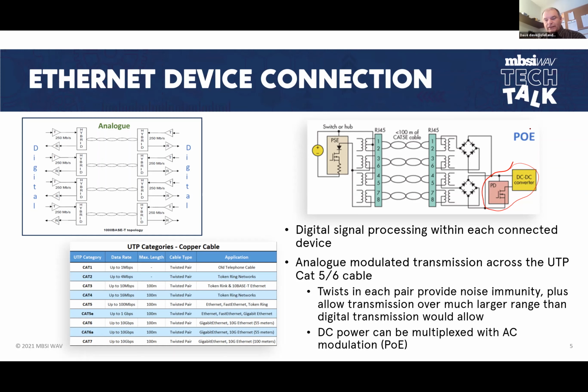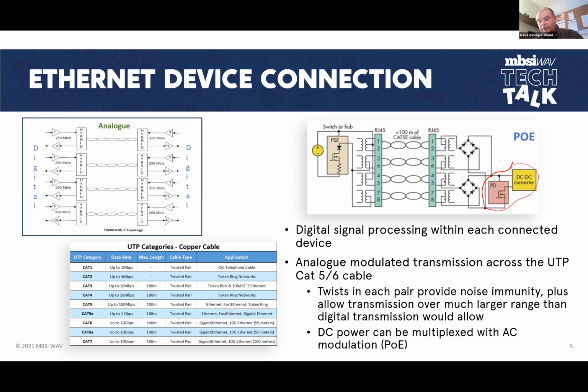So because of this analog connection that we have between the devices over the Ethernet, we can multiplex DC onto the AC that's flowing across, the analog alternating current flowing across this at this particular bit rate, and we can pass DC over AC.